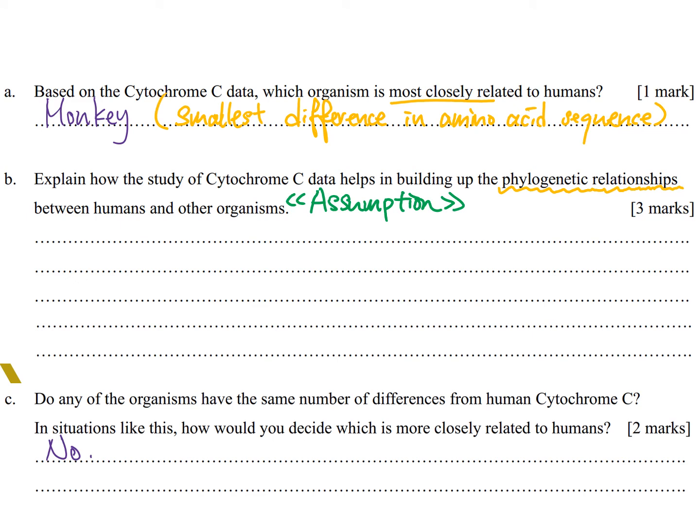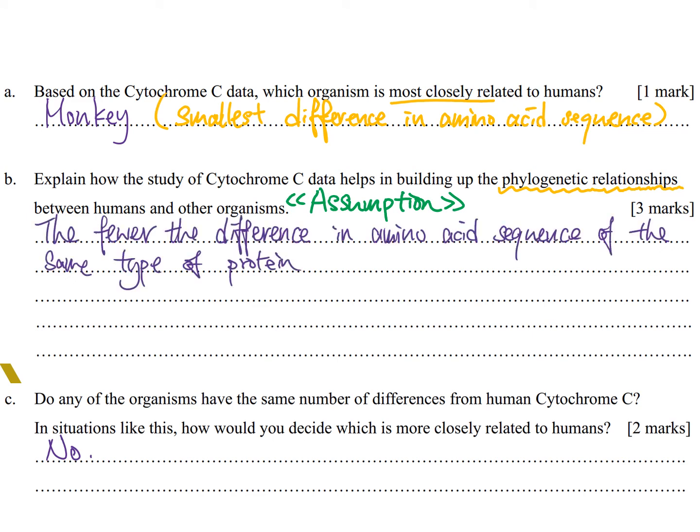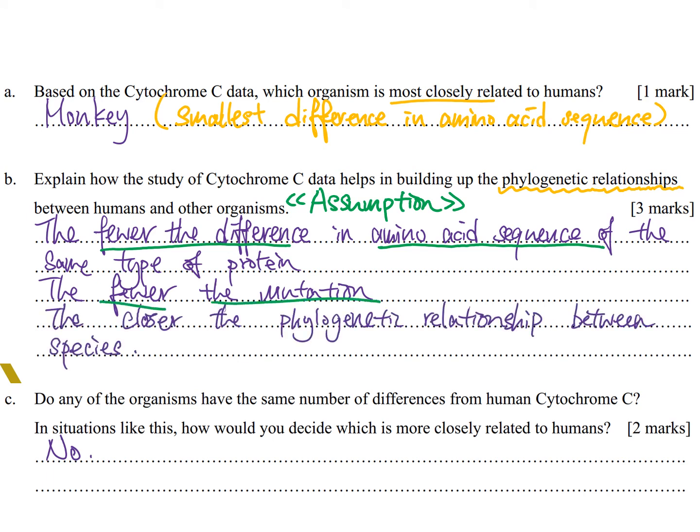What is the assumption given by the scientists? That is, the fewer the difference in the amino acid sequence of a protein, that means they have fewer mutation. That means the fewer the mutation, the closer the phylogenetic relationships between species.